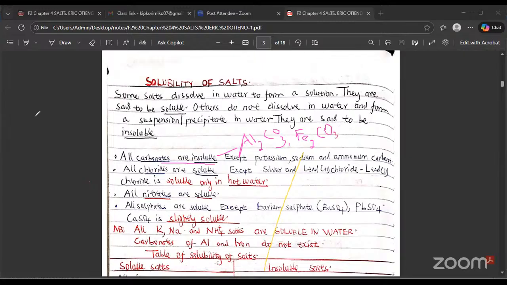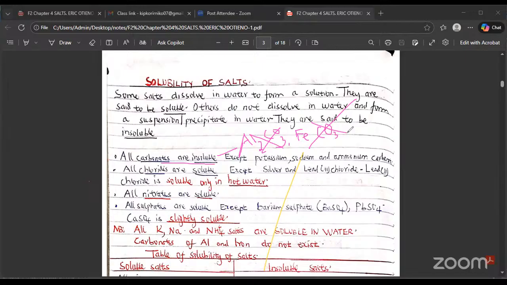Please don't forget this. If you forget everything that I mentioned today, you'll forget this. But hopefully I know you will remember. So the iron carbonate, iron 2 carbonate, iron 3 carbonate, aluminum carbonate, these things do not exist. They have never been found. So they are not there.